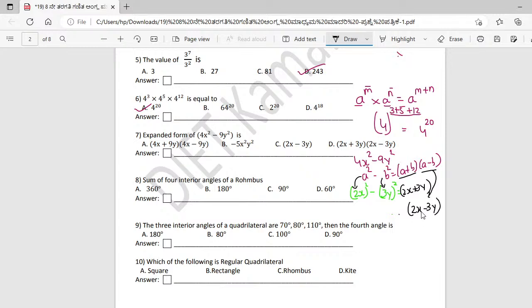So which option is it? I can see that option D is similar to our answer, and that is the right answer. That was the seventh one. Just take your time and copy down the solution, and let us go with the eighth one.